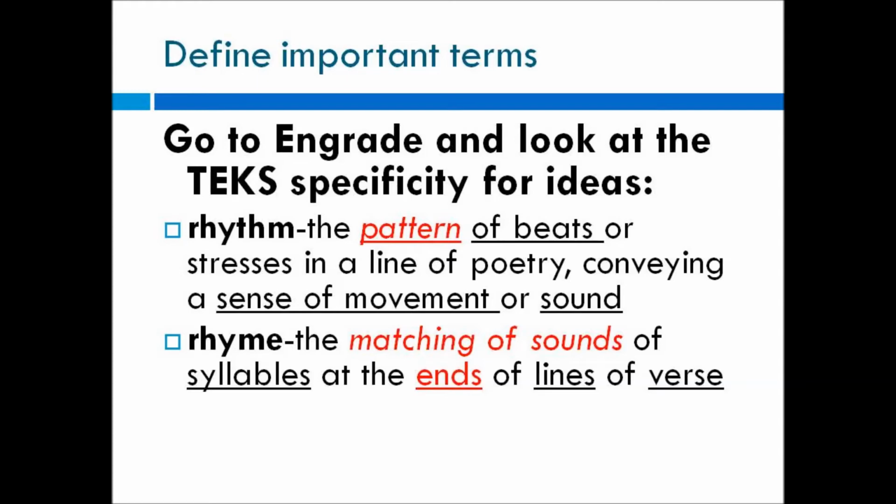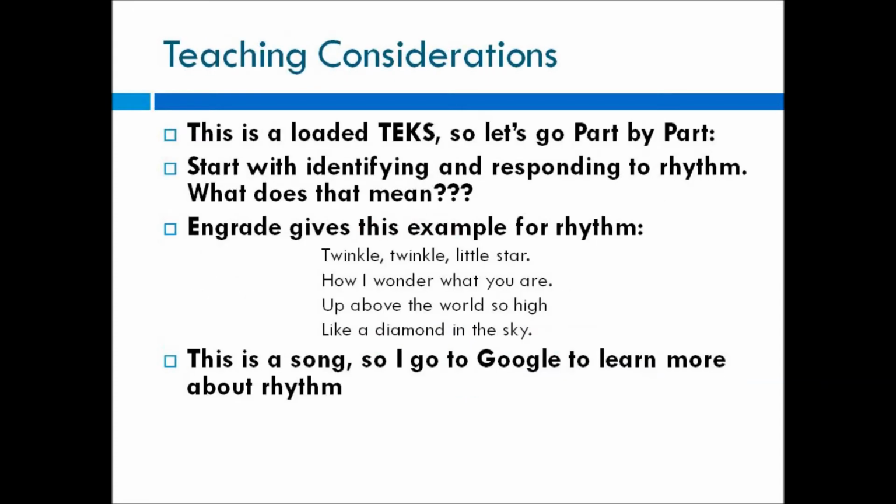Rhythm is defined as the pattern of beats or stresses in a line of poetry, conveying a sense of movement or sound. Rhyme is defined as a matching of sounds of syllables at the ends of lines of verse. Since there are so many terms and definitions here, we have to really go one by one.